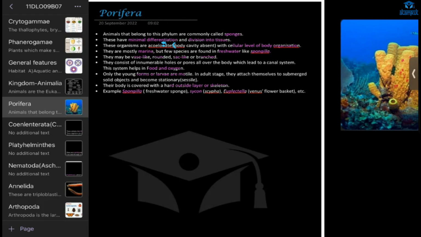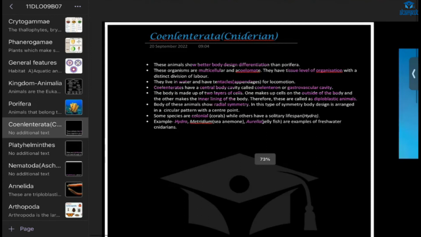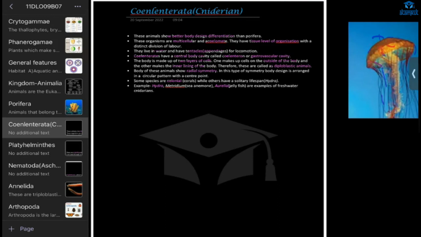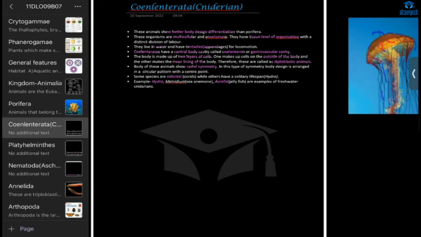Next, we have Coelenterata or cnidarians. Porifera are also called sponges. Coelenterata are also acoelomates and they are diploblastic. They have only two germ layers, that is ectoderm and endoderm. That's all, no mesoderm. Triploblastic animals will also have mesoderm. Examples are Hydra and Aurelia.